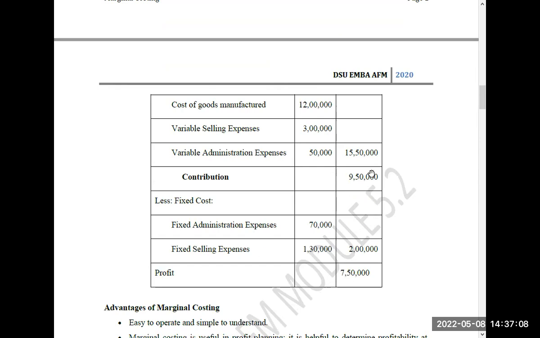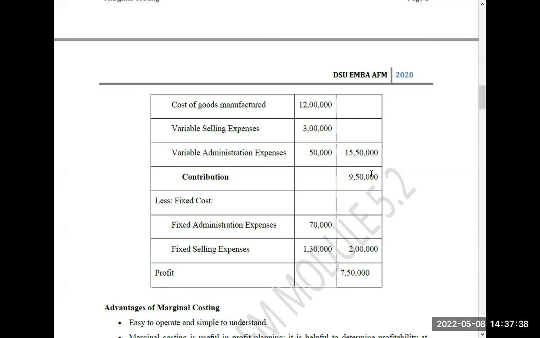Suppose contribution is 100 rupees. Profit is 40 rupees. I repeat again, contribution is 100, profit is 40. What will be the fixed cost? 60. Very good, 60 is the fixed cost. Profit is 30, fixed cost is 60. What will be the contribution? 90.